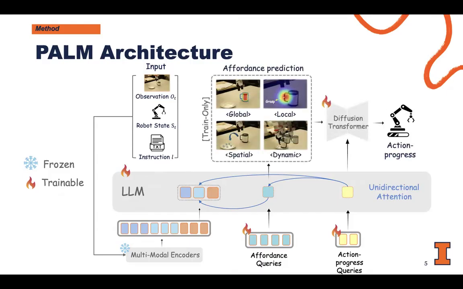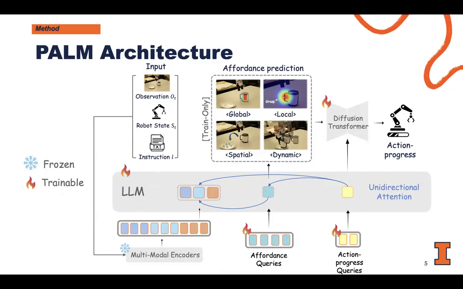On top sit two query sets. The affordance query has four subqueries: global, local, spatial, dynamic. Global identifies a reference object, supervised by Grounding DINO and SAM. Local predicts a contact likelihood heat map following Glover++. Spatial outputs candidate placement points from SpatialVLM and RoboPoint. Dynamic forecasts which pixels, gripper, and movable objects will move, supervised by CoTracker. And these are train only.